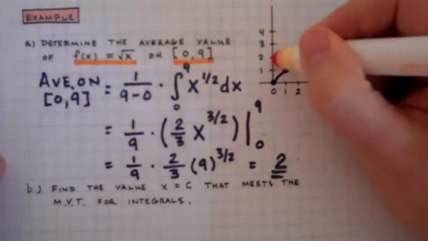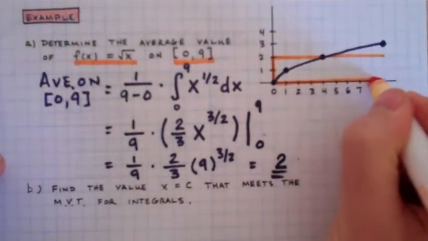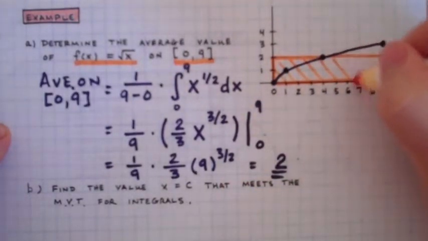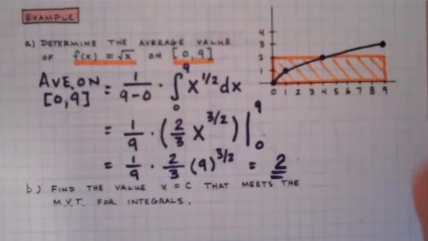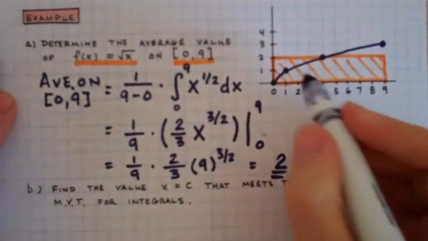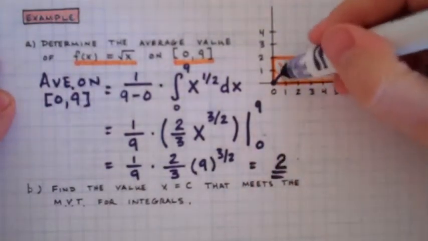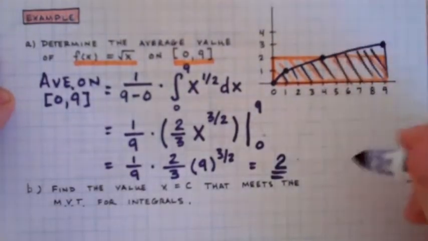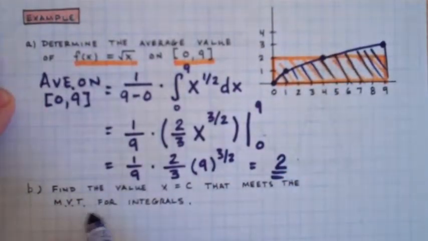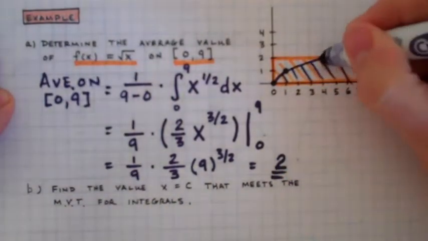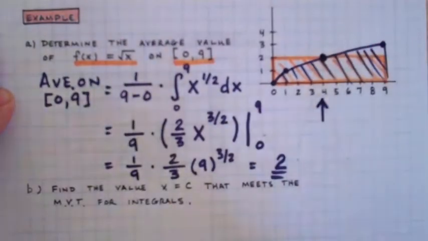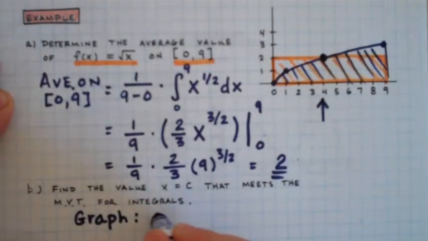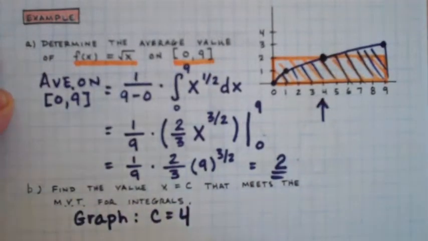Here's 2. And so again, what this tells us is that this box that I just drew, and that I'm now shading, has the same area as the definite integral from 0 to 9, the same area as this. And we should note that the value that makes the mean value theorem for integrals true is this x value right here. We can see from the graph that that value is c equals 4.